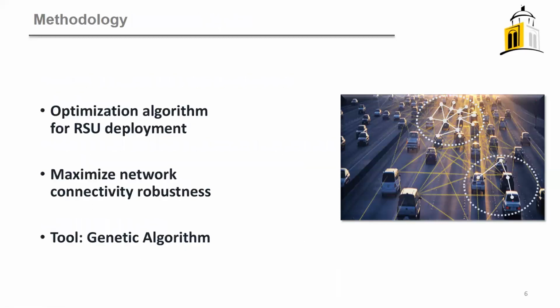in the network. With that, what we're trying to do again is to develop an optimization algorithm for roadside units deployment by maximizing the network connectivity robustness, and we used a genetic algorithm as our main tool here. So if we look at the image again that I just showed, these two clusters, we're trying to find the location for the roadside units where we can link them together into one larger cluster, as we can all see here.